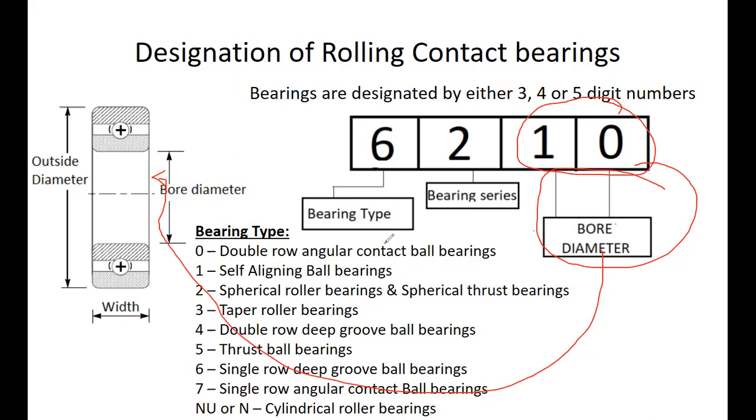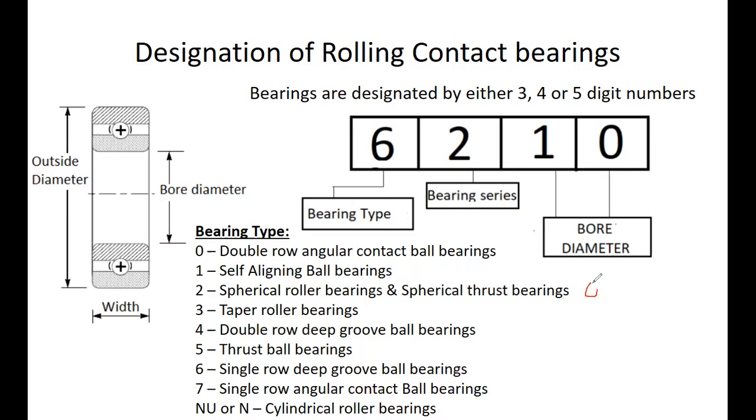Right, now what is going to be the meaning of these last 2 digits? Let us understand that in brief. From your right, the last 2 digits indicate the bore diameter. Right, now here it is written 10, but if it is written 00, then it indicates bore diameter of 10 mm.